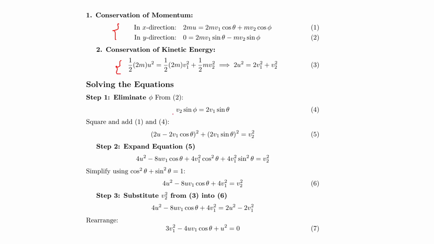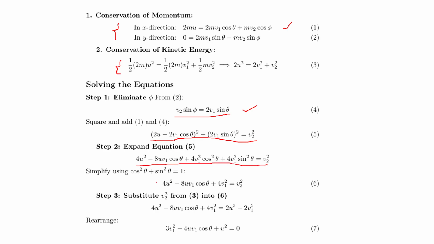So what we will do now is we will eliminate phi, because phi is not required in this question. From this second equation we can write v2 sin phi equals 2v1 sin theta, and then we square equation number 1 and equation number 4 and add them. After squaring and adding we will get this expression, and then with simplification we are getting something like this.